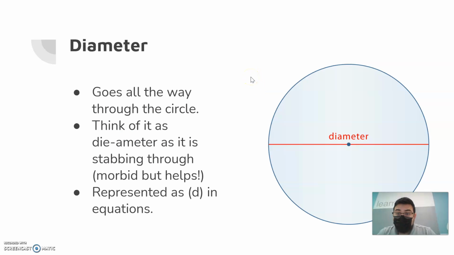A diameter is different. It's two radiuses, or radii, so it goes all the way through the circle. An easy way to remember the difference is to think of diameter as the circle dying, getting stabbed all the way through. It's a little morbid, a little horrifying, but you know what? It does help. So think of diameter as the circle dying because a line goes all the way through it. It's represented as d in equations.